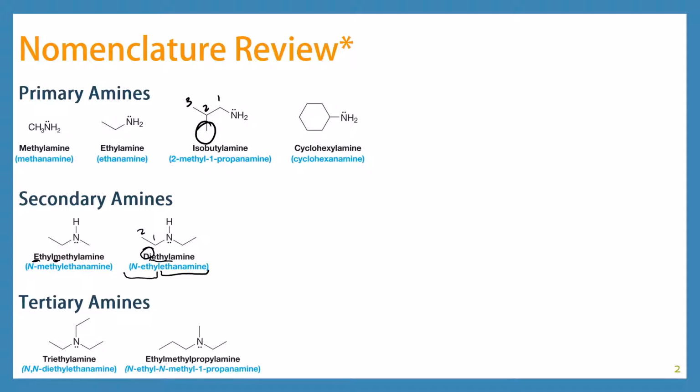Tertiary amines are going to follow the exact same type of nomenclature. So again, find your longest chain, and then everything else is a substituent coming off of the nitrogen. And if those substituents are different, you list them out differently, just like you would having substituents on different carbons of an alkane.